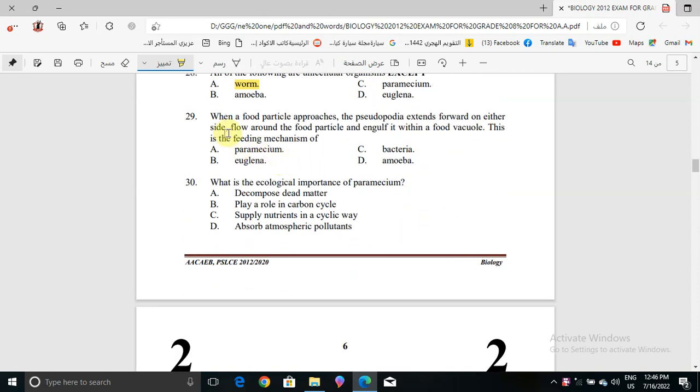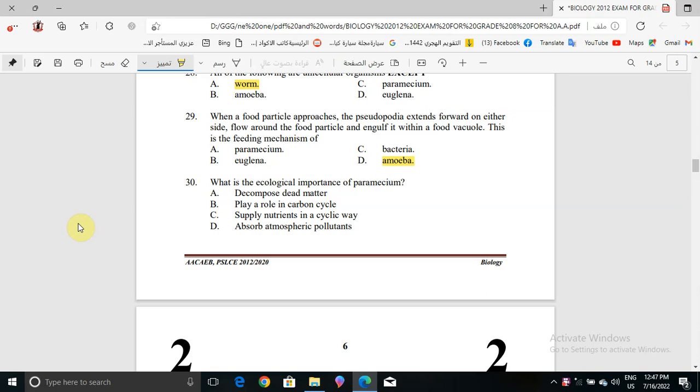Now question number 29. When a food particle approaches, the pseudopods extend forward on either side, flow around the food particle and engulf it within a food vacuole. This is the feeding mechanism of what? Paramecium, euglena, bacteria, or amoeba? It will be amoeba, right? Because amoeba uses pseudopods to extend forward on either side, flow around the food particle and engulf it within a food vacuole. So this habit of feeding is for amoeba.